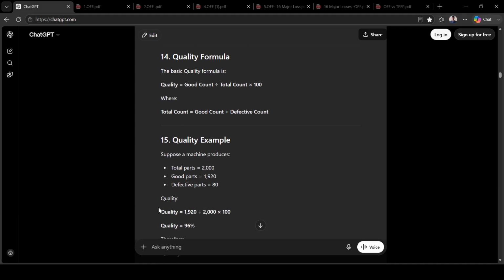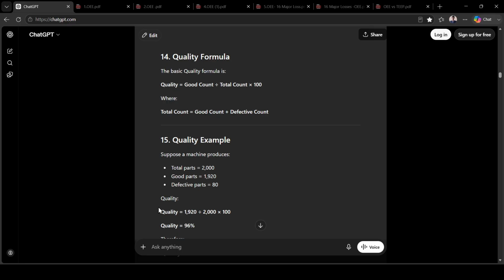So the basic quality formula equals good count divided by total count times 100, where total count equals good count plus defective count.